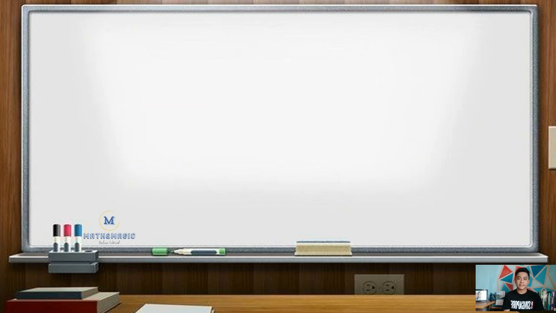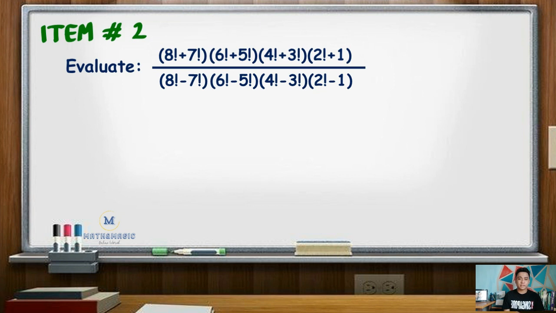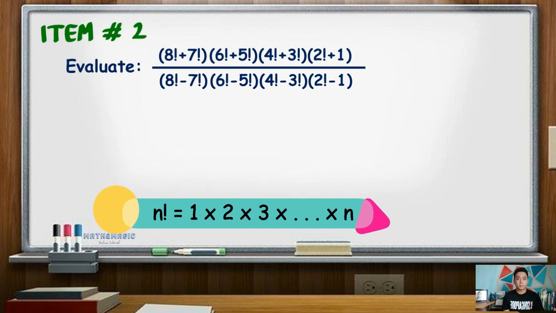For our second item, simplify the ratio quantity 8 factorial plus 7 factorial times quantity 6 factorial plus 5 factorial times quantity 4 factorial plus 3 factorial times quantity 2 factorial plus 1 all over quantity 8 factorial minus 7 factorial times quantity 6 factorial minus 5 factorial times quantity 4 factorial minus 3 factorial times quantity 2 factorial minus 1. Recall that factorial is a product of all counting numbers from 1 up to n, or the indicated number.